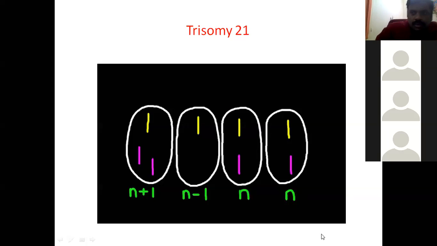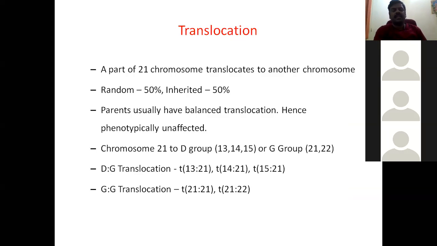So this is about trisomy 21. Now, the second important mechanism is translocation. As we all know, chromosomes can exchange their places. This is called translocation. And it will be balanced if the exchanged chromosomes are there.